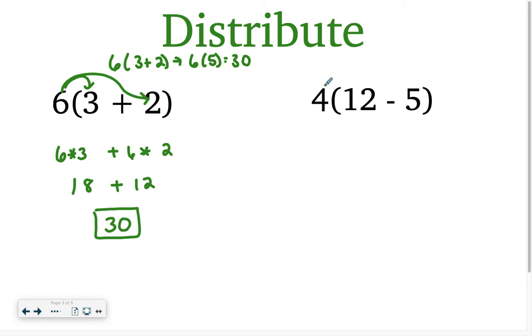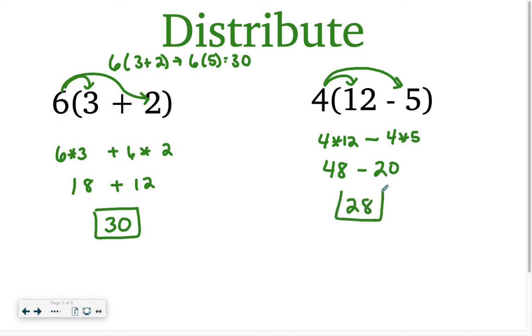Okay, so I want you to practice doing 4 times 12 minus 4 times 5, okay? So 4 times 12 is 48, minus 4 times 5 is 20, so you have 28 as an answer.